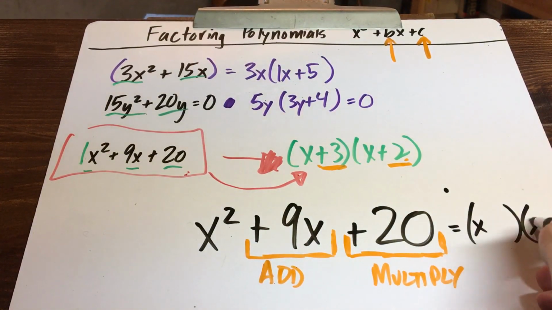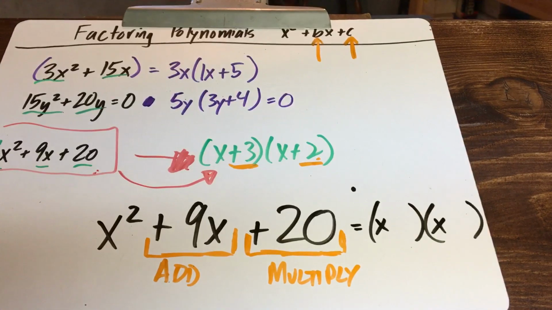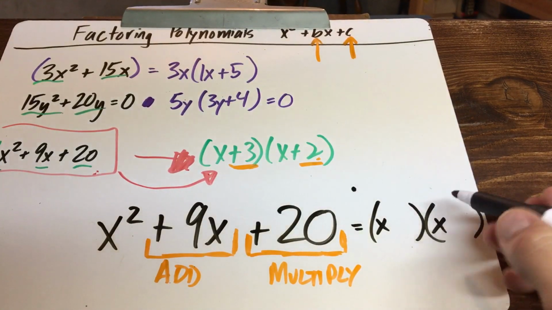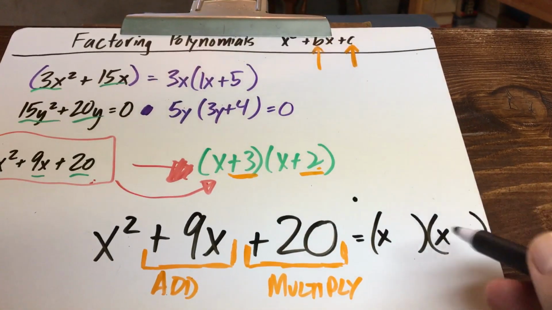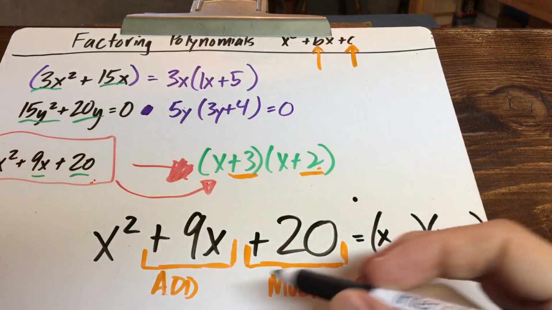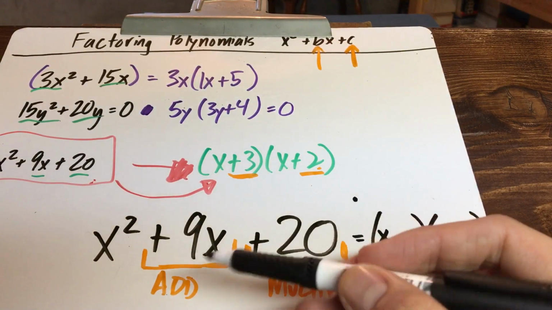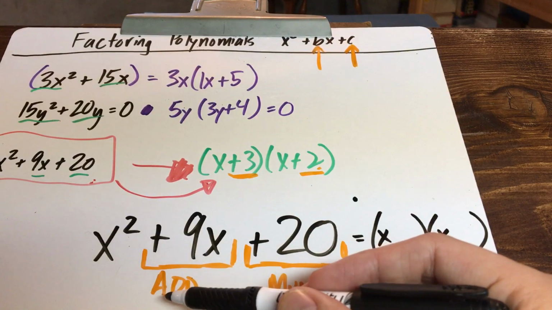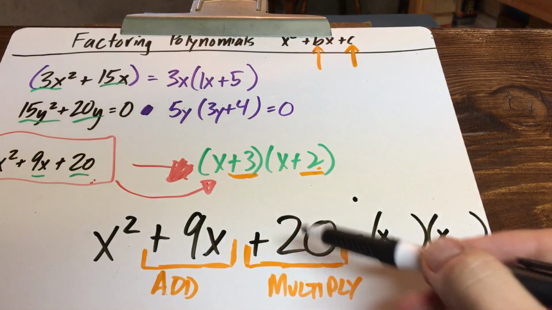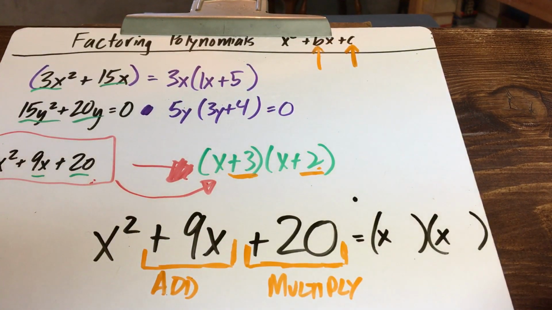And we know it's got to have x at the beginning because it's x squared. So we know we have to have x and x at the beginning of our parentheses because that's the only way you could get x squared. But now you're going to ask yourself a brain teaser question. Can I think of two numbers that would multiply together to equal 20 that would add up to equal 9? So what numbers would multiply together to equal 20 and would add up to equal 9?